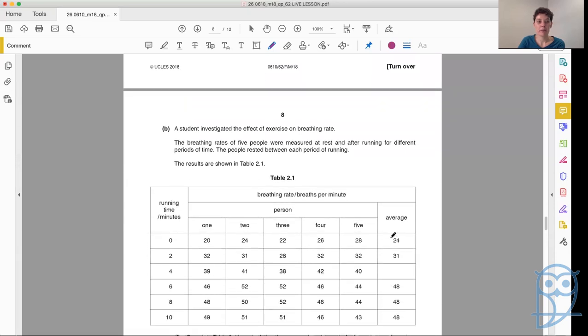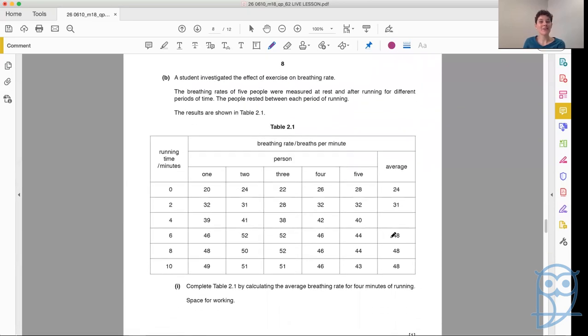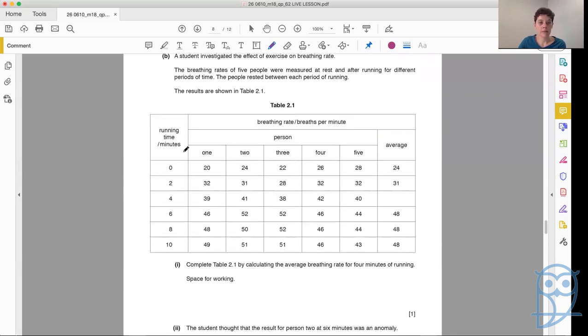So, part B. So moving from a bronchus to breathing. A student investigated the effect of exercise on breathing rate. The breathing rates of 5 people were measured at rest and after running for 4 different periods of time. The people rested between each period of running, and the results are shown in table 2.1. So we have running time in minutes, they didn't run at all, or 2, 4, 6, 8, 10 minutes. Breathing rate in breaths per minute, and for each person. So there's 1, 2, 3, 4, 5 people.